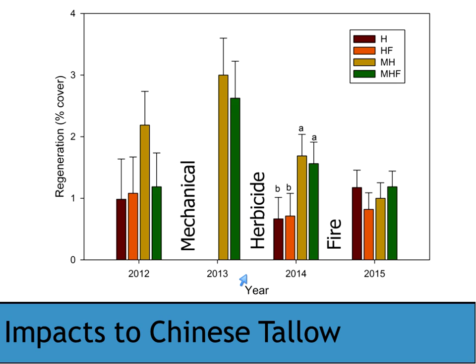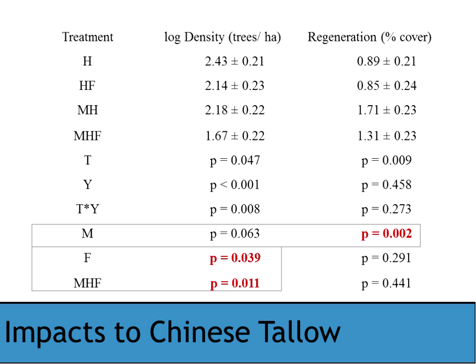And so if we look at regeneration, we have regeneration here on the Y and then again the survey year here on the X. In 2012 we had no significant differences in Chinese tallow regeneration, although there is that higher mastication herbicide, but there's no treatments yet. And then we see that there is an increase in regeneration after our mechanical treatment, our mastication treatment. Following 2014, you can see that the effect of mastication actually leaves a residual impact on the amount of regeneration in these treatment types. But in 2015, we actually have no differences in regeneration across any of the treatment types, so they're all about the same.